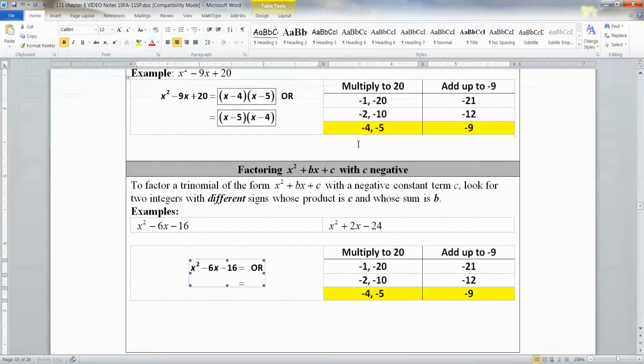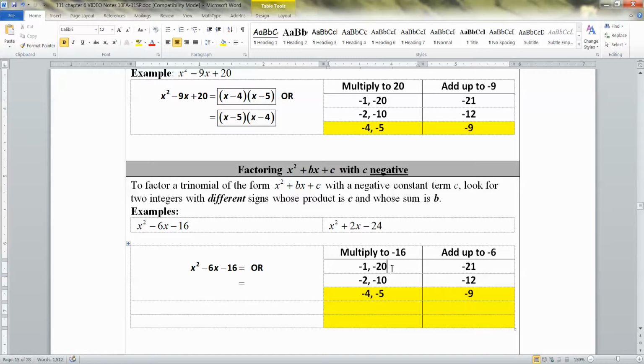Now the interesting thing is that they have different signs, and c is negative. So we need to figure out what numbers multiply to negative 16 but add up to negative 6. This is going to be a little bit more work. What are some numbers that multiply to negative 16? Negative 1, positive 16. That would add up to 15. Or positive 1, negative 16. That would add up to negative 15.